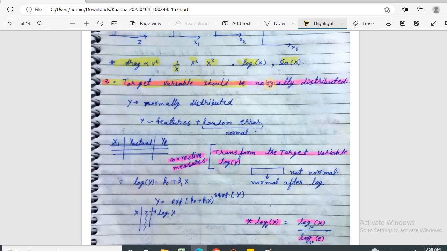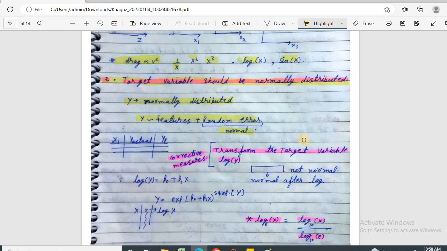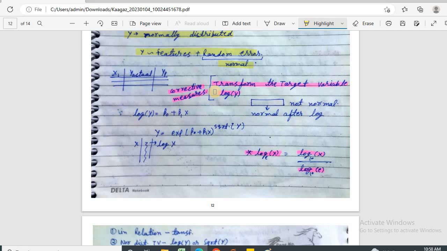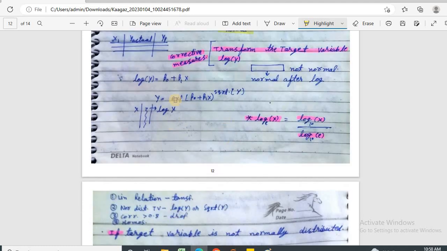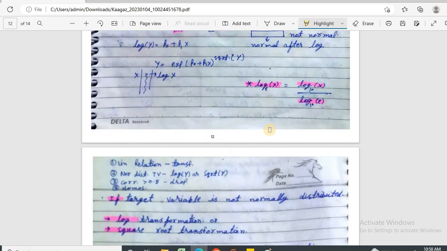Second, the target variable should be normally distributed. Y is proportional to features plus random error, and the random error should also be normally distributed. For this we will transform our target variable. We can use log y or square root of y, like this we can do. And then we need to do the reverse transformation also.